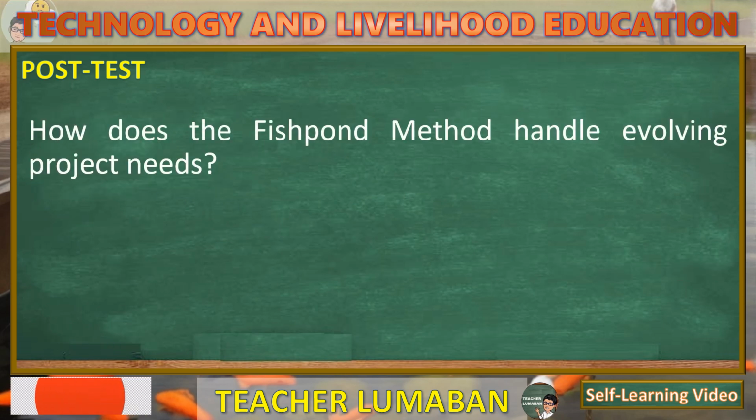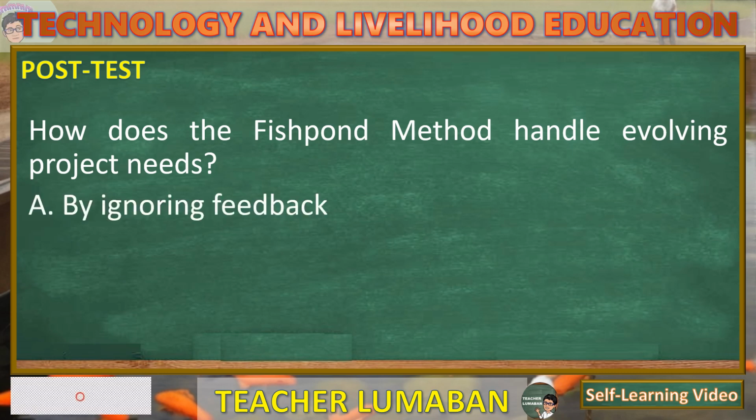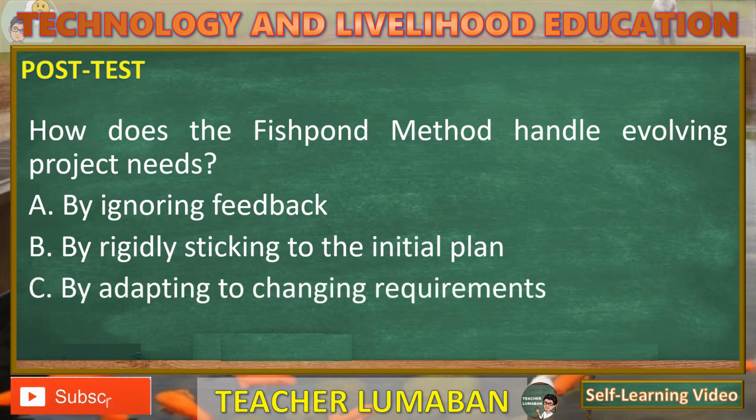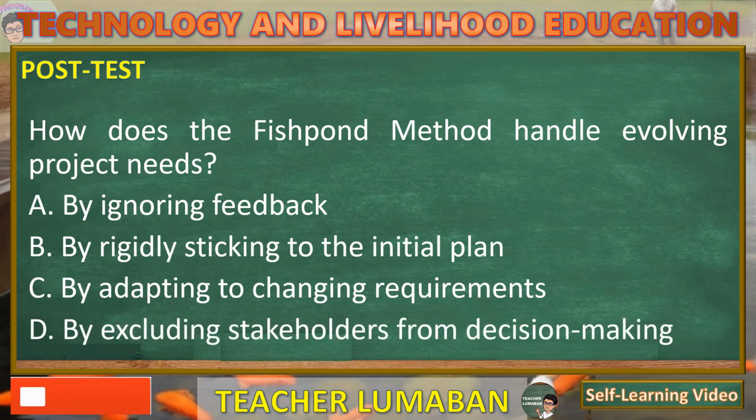How does the Fishpond method handle evolving project needs? A. By ignoring feedback. B. By rigidly sticking to the initial plan. C. By adapting to changing requirements. D. By excluding stakeholders from decision-making.